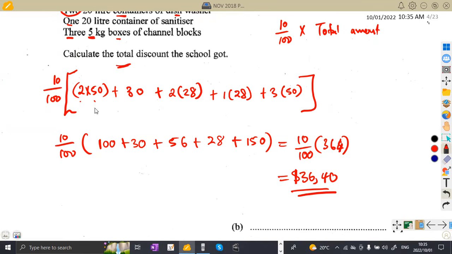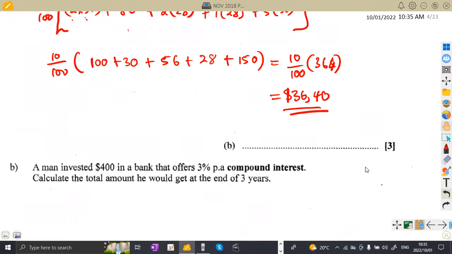Or what you're going to do is calculate the discount of each and every thing that you bought, then you add the discounts. But here, just calculate on the total, because this is the total amount. Then from the total amount, what was the total discount? That was the idea there. Okay, so that was it.